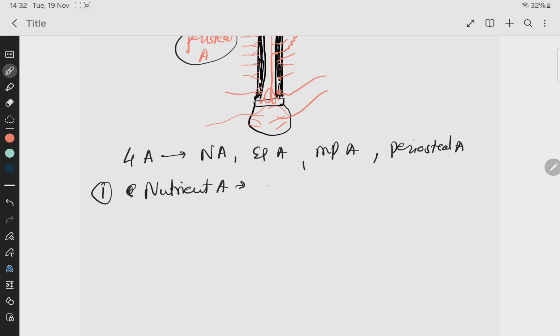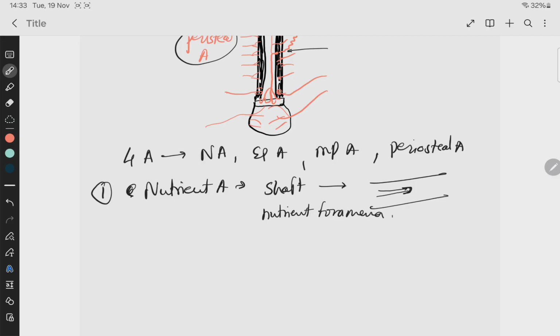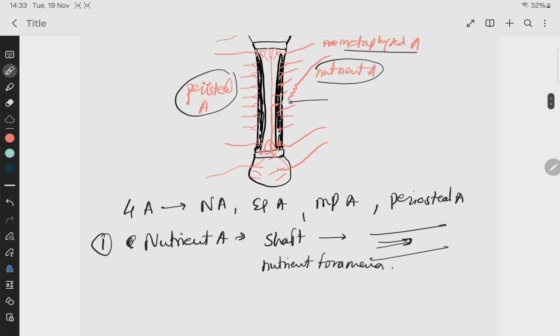This is the artery which enters the shaft. The area from which it enters is the shaft, and there lies a foramen which is obliquely placed, and the artery enters the bone from this. So this is the nutrient artery. It enters the shaft through a foramen that is called the nutrient foramen. Immediately after the nutrient foramen this artery divides into two branches in the medullary cavity. One goes above and one goes below.